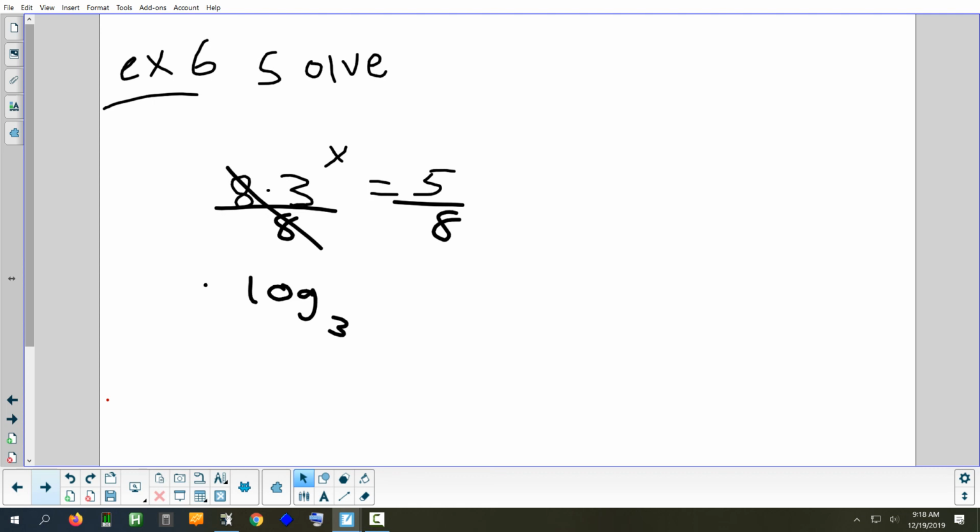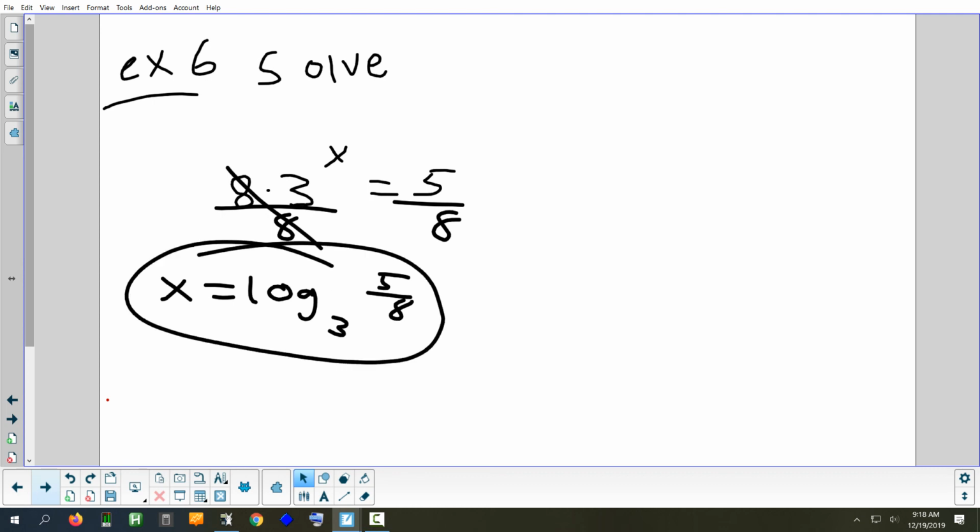Base is 3. Logarithm always equals the exponent. Argument is whatever was by itself. Now you don't have to write 5/8 as a decimal. Don't bother with that. Just leave it as 5/8. And if they want a decimal answer, you have to type it in just the way we did example 4. Okay. Questions on that one?